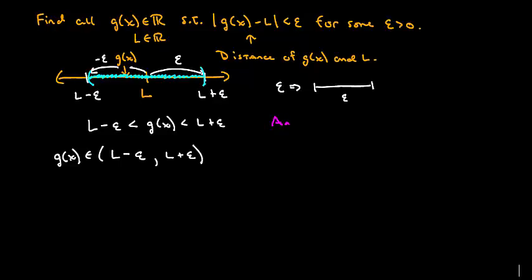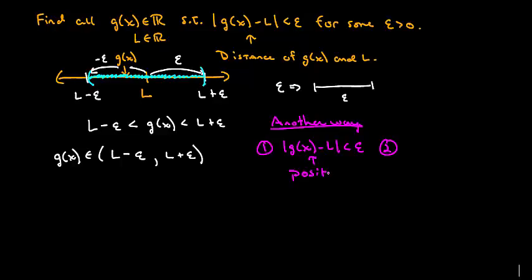Another way to get that same value would be to remember how absolute value works. So we've got two cases here. Let's look at case number 1. Case number 1 is that g of x minus L, the inside quantity, is positive. If that's positive, what would that look like? Where would g of x have to fall?